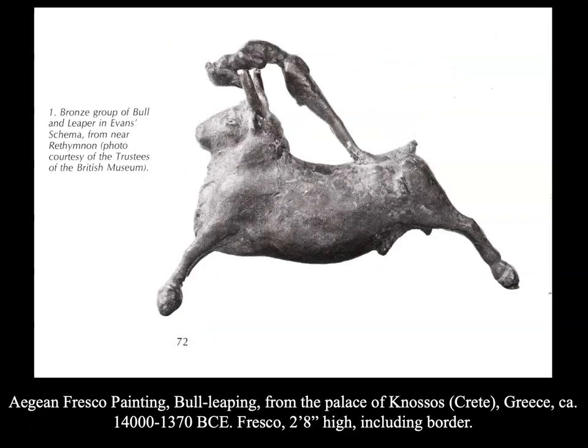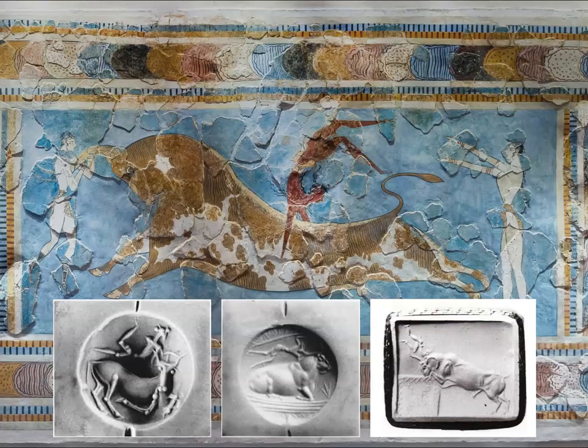So here's a sculpture from Knossos as well, and some other seals from Minoan imagery that featured this bull leaping activity as well.